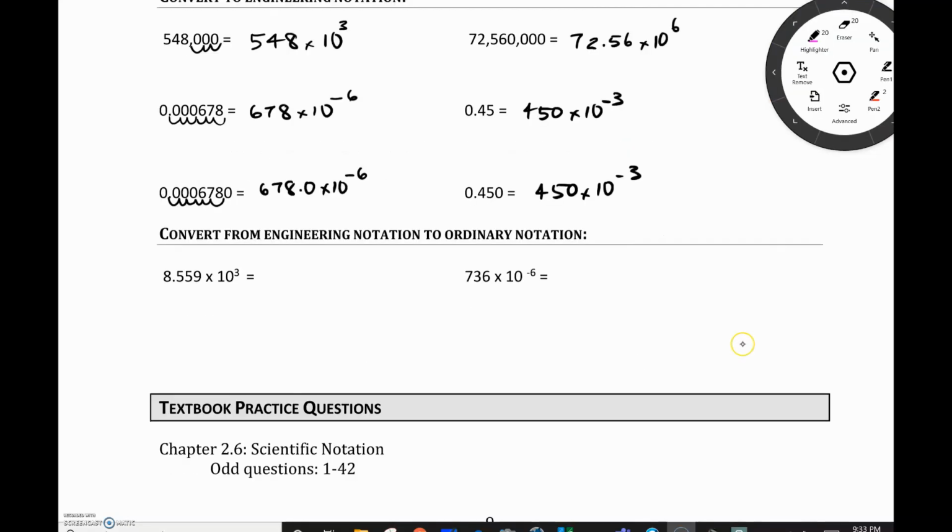All right? These two examples are asking you to go the other way. You're given numbers in engineering notation. You have to write them in normal, ordinary notation. So 10 to the 3 means we're multiplying by 1000. You move the decimal place 3 places to the right because it's to make it a large number. So it goes 1, 2, 3, so it becomes 8559. That's it. Now this is a small number because of the negative 6 here. So we move the decimal place 6 places to the left. So 1, 2, 3, and we need 3 more zeros. So 0.123736.